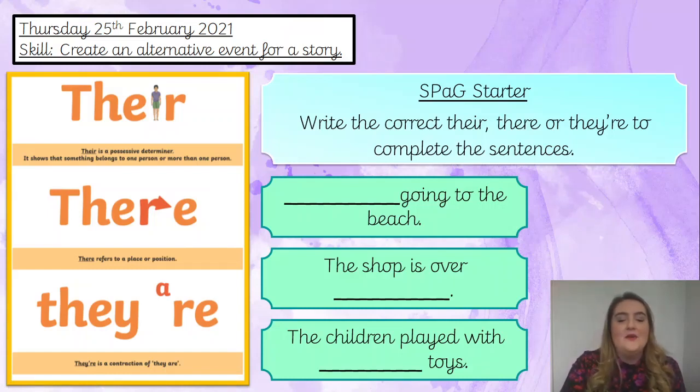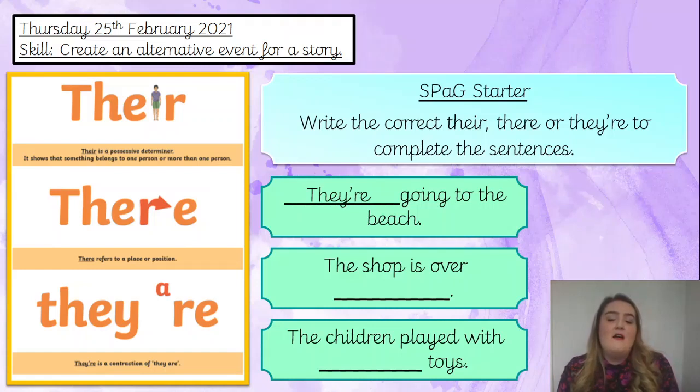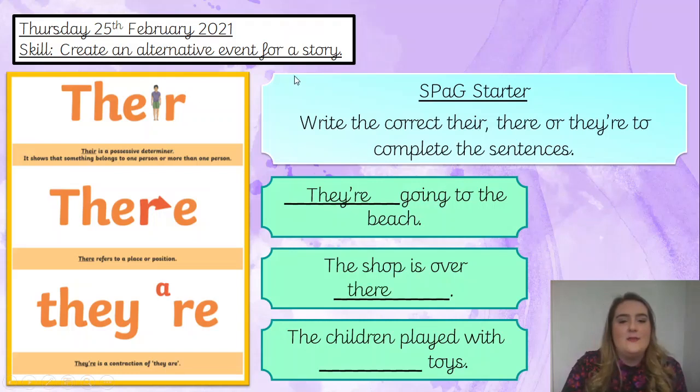Okay, so we have got, what do we think? They're going to the beach. Which there is it? Well done. It's short for they're going to the beach. What about the shop is over there? What there would that be? Well done. It's going to be there because it is a place or position. And then the last one, the children played with their toys. Which one would that be? Well done. The last one. Good, because it is their toys. They own the toys. Good. Excellent work.